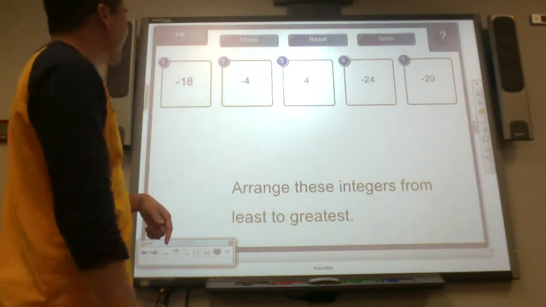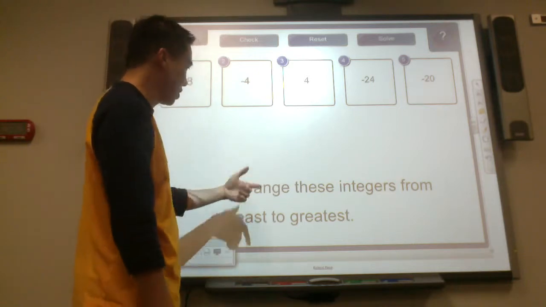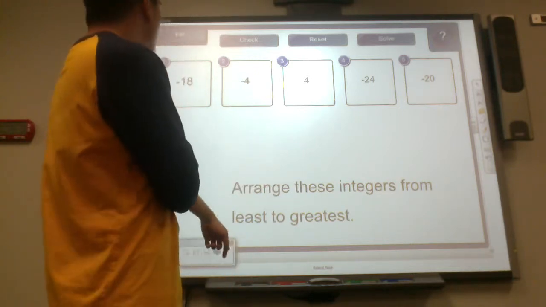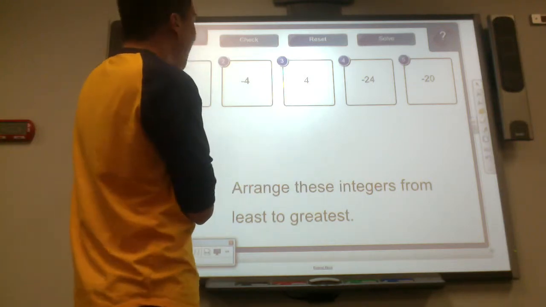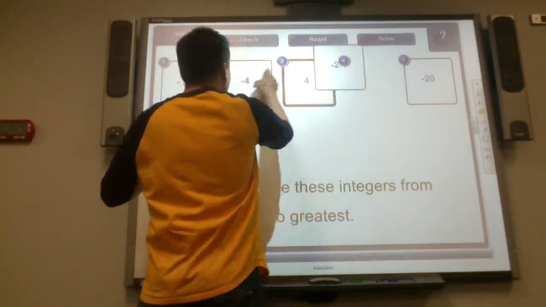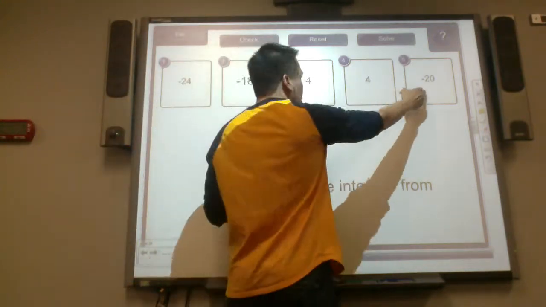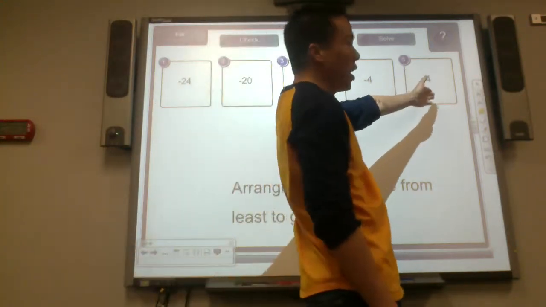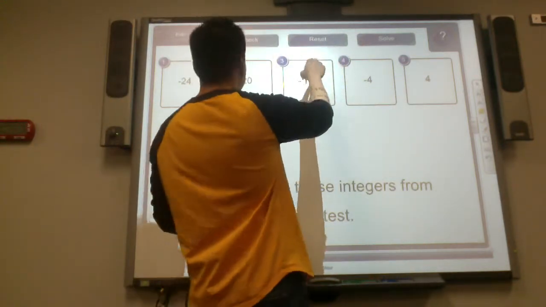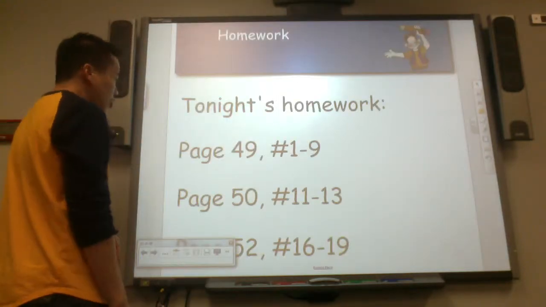And let's try our last example. Put these 5 integers, whole numbers and opposites, from least to greatest. If I'm thinking of a number line, who would be farthest to the left? I say negative 24. Then negative 20. Then negative 18, negative 4, and 4 is positive. Let's check it. We got 5 checks. We got it correct.